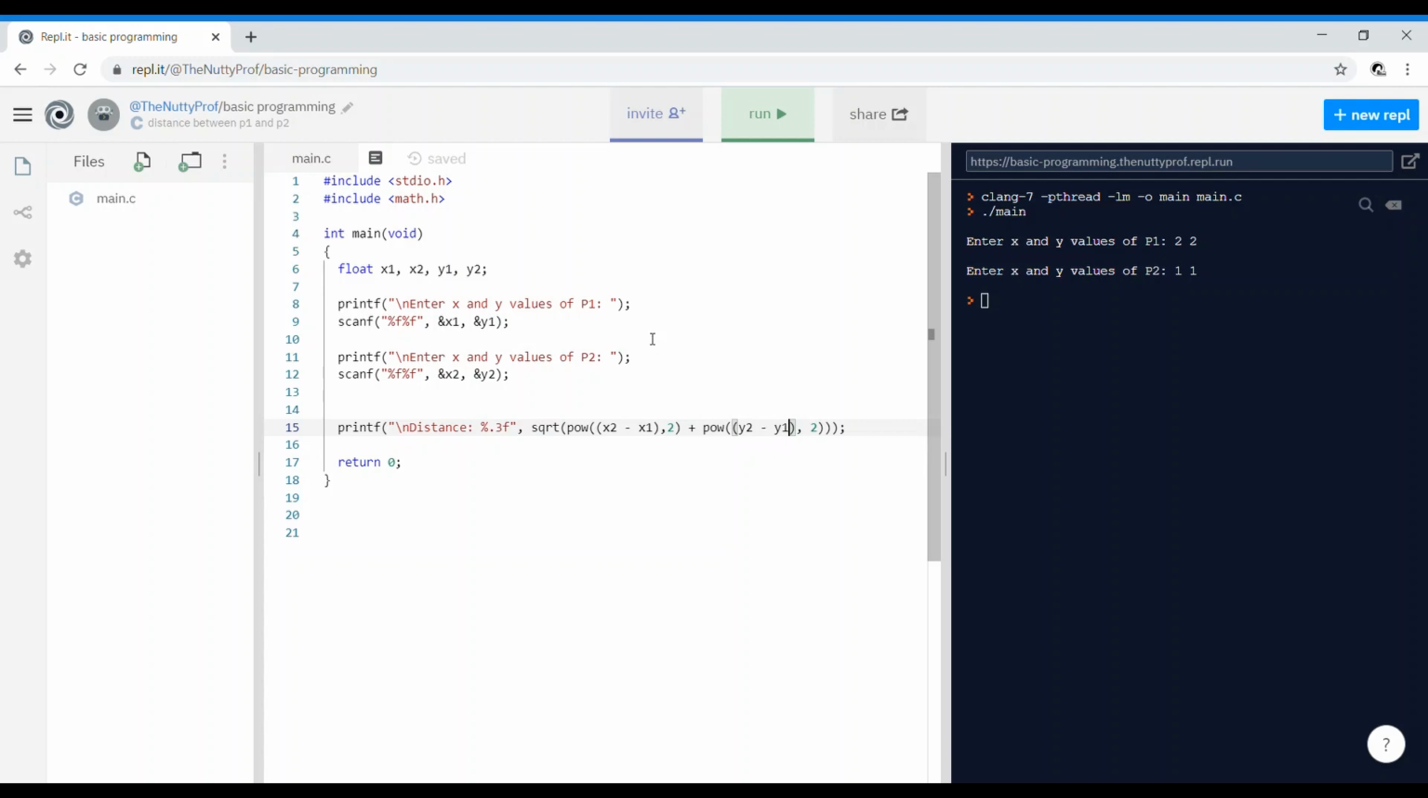So go ahead and you can run it once again. Let's say this is 2, 2 and 1, 1. So the value, yes, it should have been 1.414. Okay, thank you.